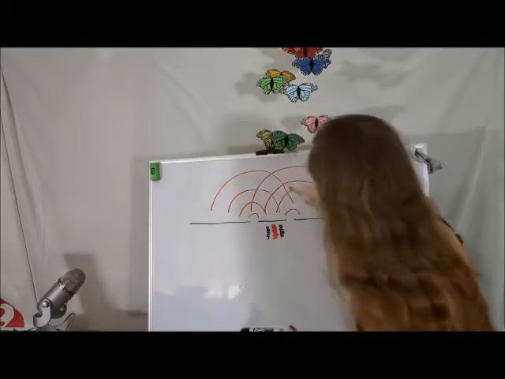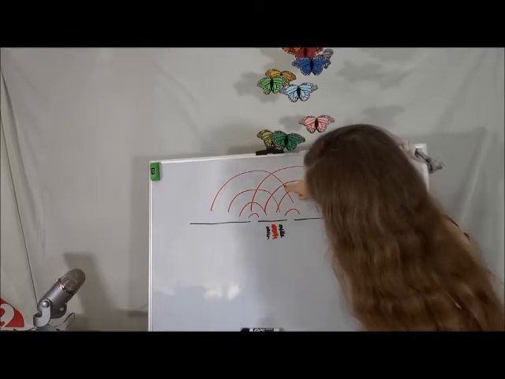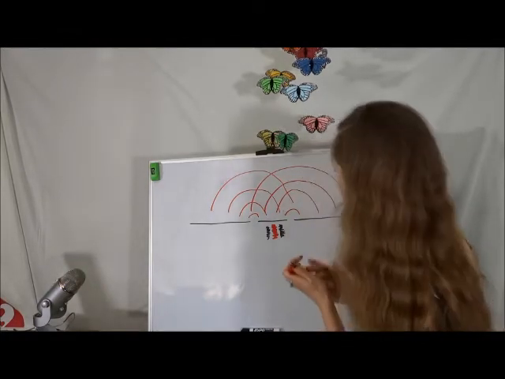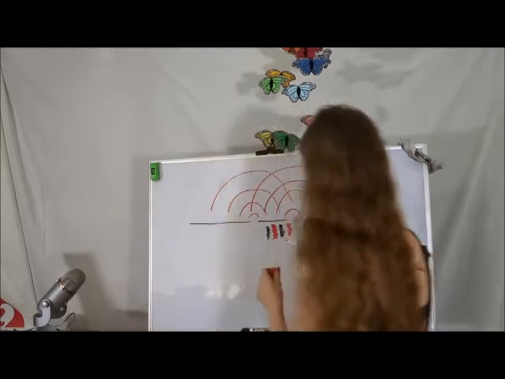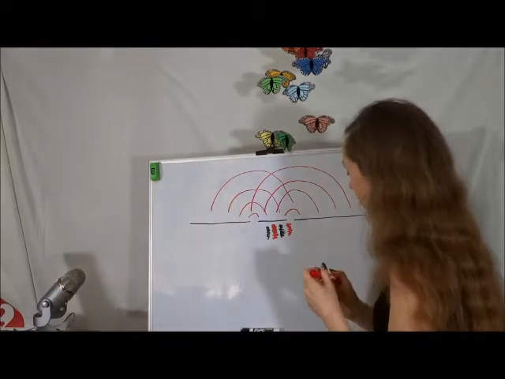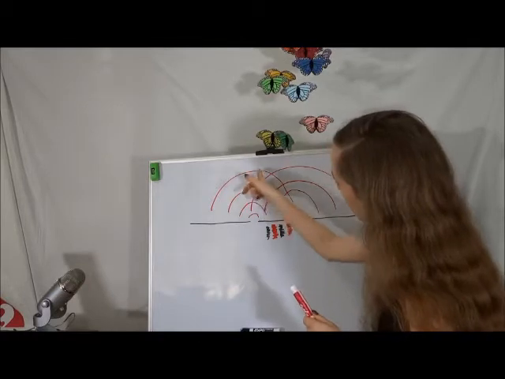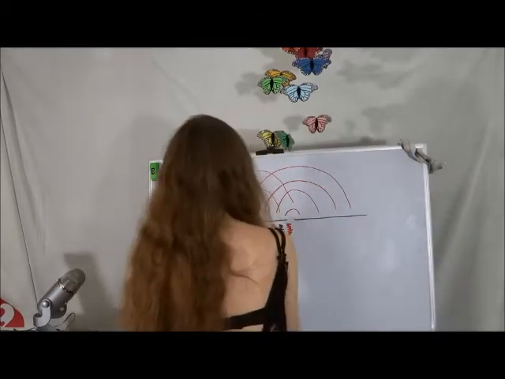Then if we hop over here, we can see we get the crest lining up with crest pattern again, and troughs lining up with troughs. So we're going to have constructive interference again. And we're going to have the same thing on the other side.